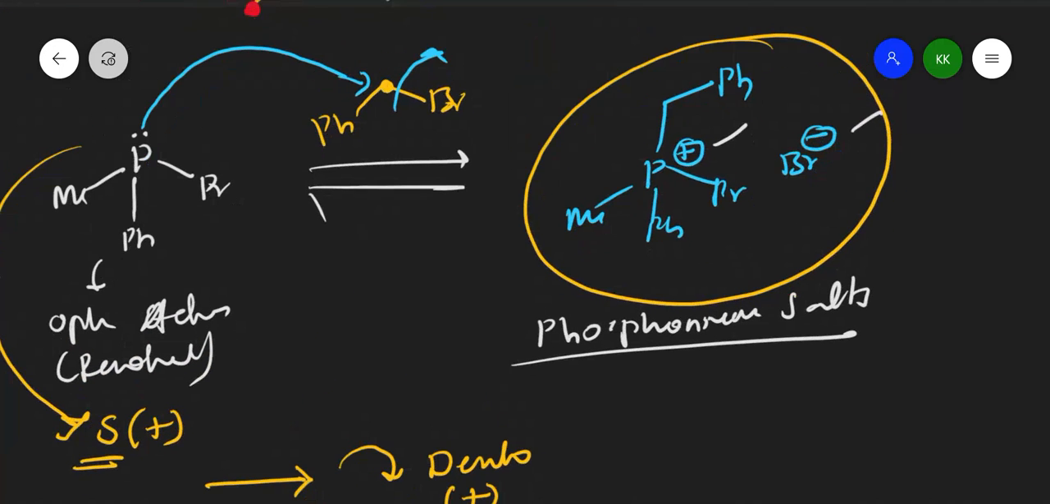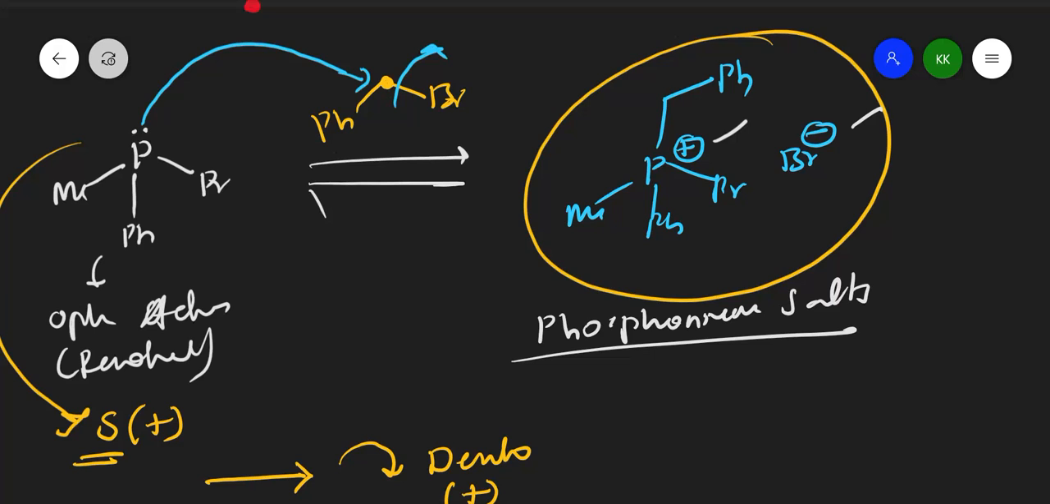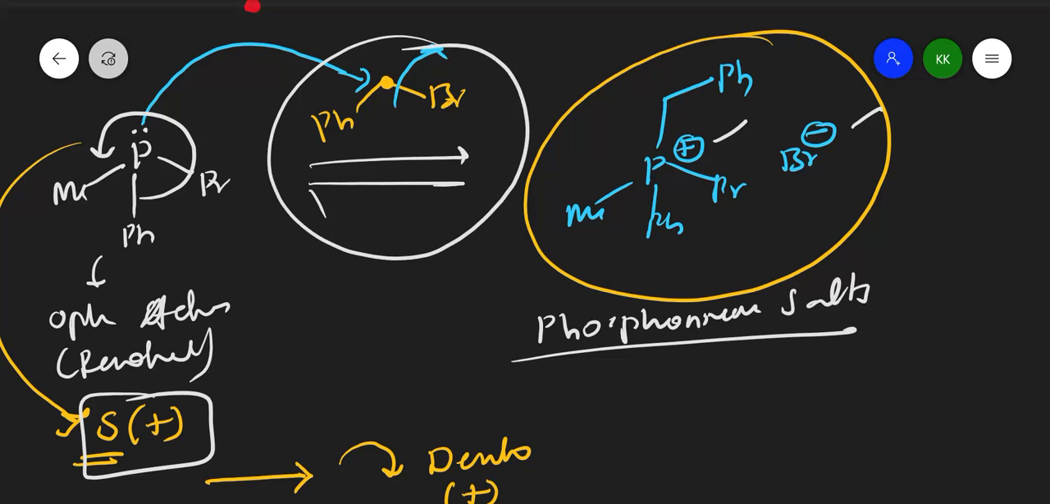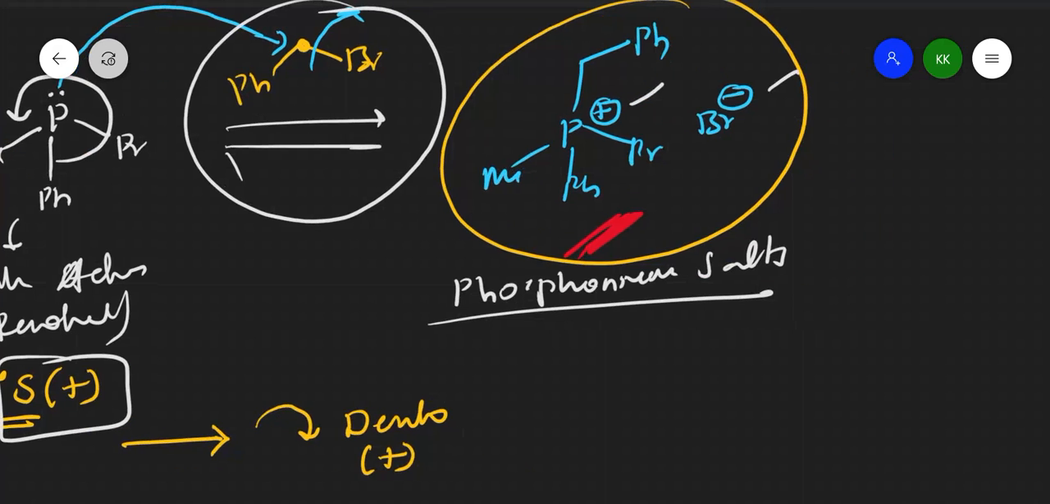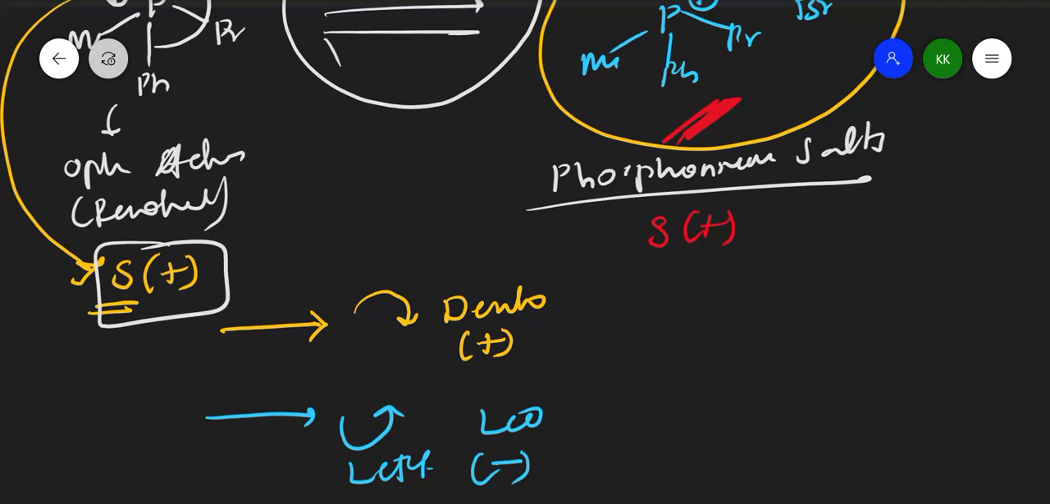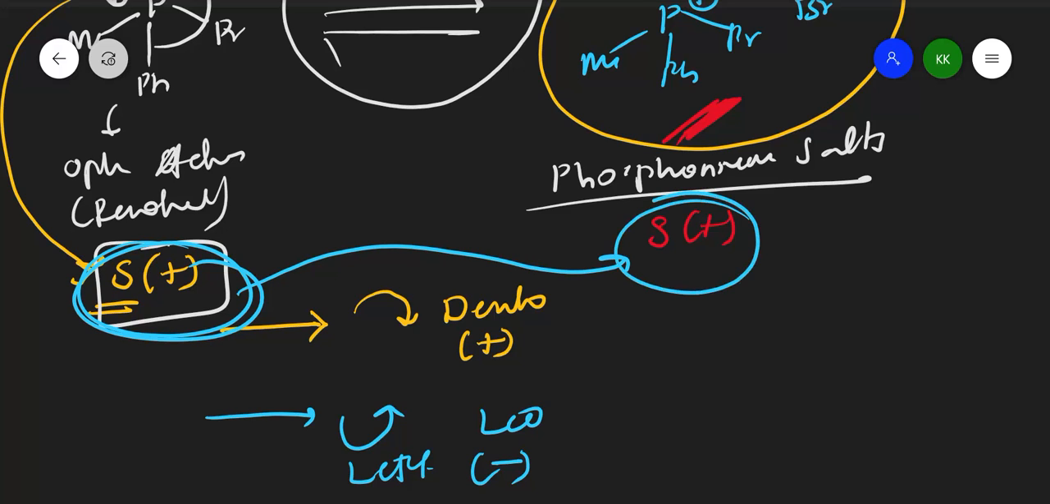So for this compound, we did R and S nomenclature. We observed that it is S. After reaction with PhCH2Br, we got this product, the phosphonium salt. And here it was again S plus. It means initially it was S, and finally after the reaction also it is S. So here the retention of configuration happened.